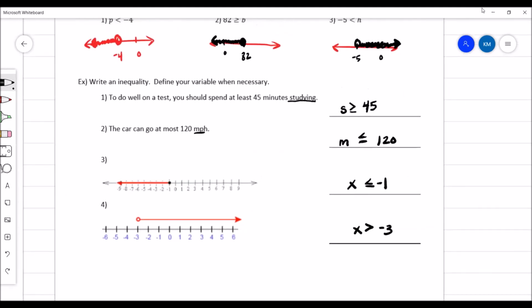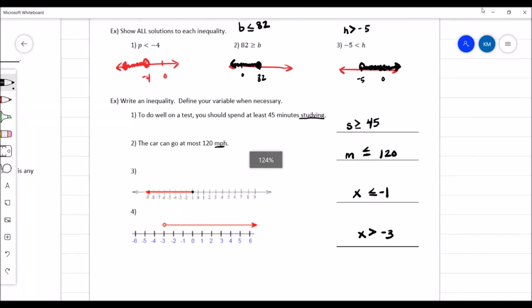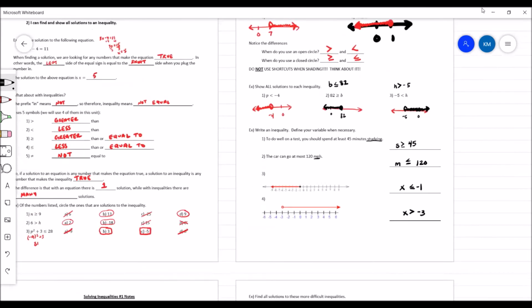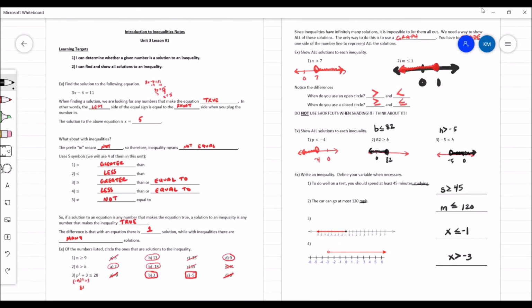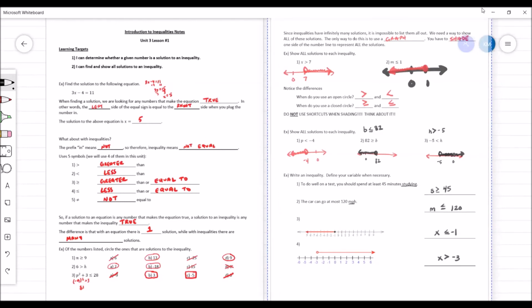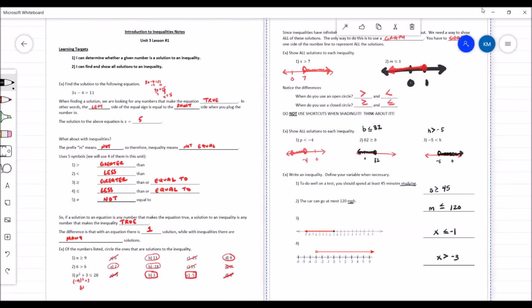All right, that's our intro to inequalities. We should have been able to give a number of solutions to an inequality, and then we should be able to show all the solutions to an inequality. We do that using a graph or number line.